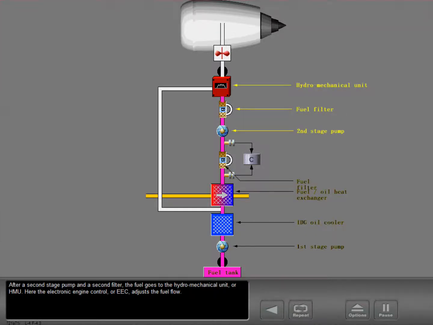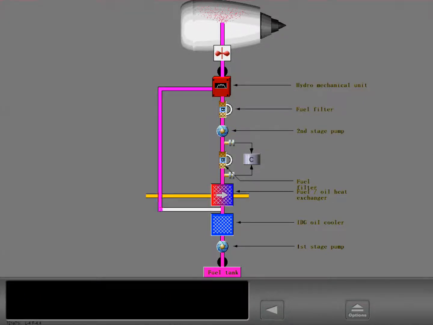After a second stage pump and a second filter, the fuel goes to the hydromechanical unit, or HMU. Here the electronic engine control, or EEC, adjusts the fuel flow. Part of the fuel goes to the combustion chamber and the unused fuel returns to the fuel pump.